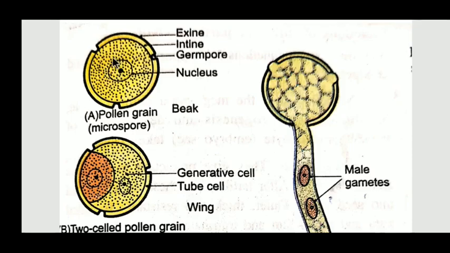This protoplast undergoes mitosis, and with the help of this process, the single cell is divided into 2 unequal cells. The larger cell is called the vegetative cell, while the smaller cell is called the generative cell.